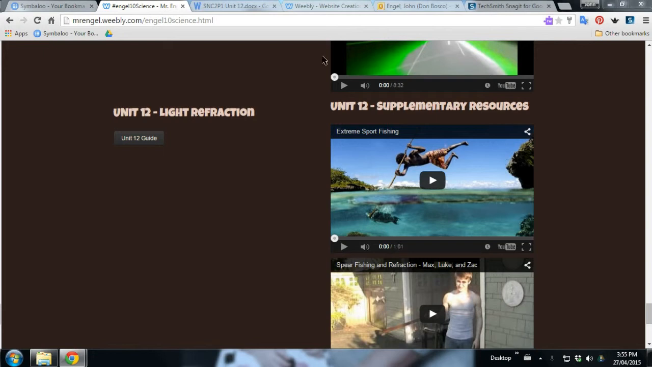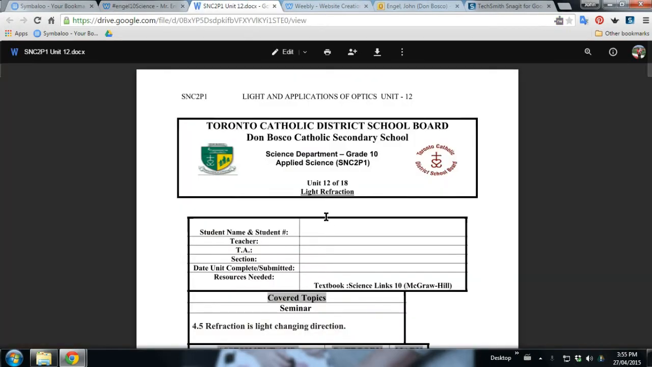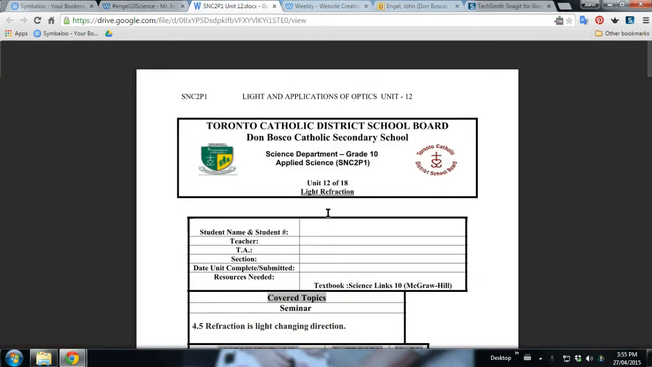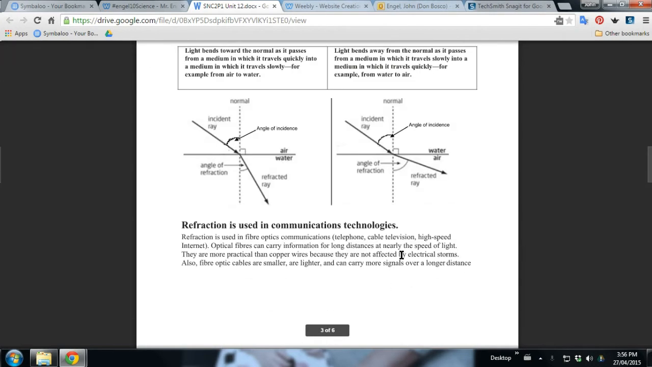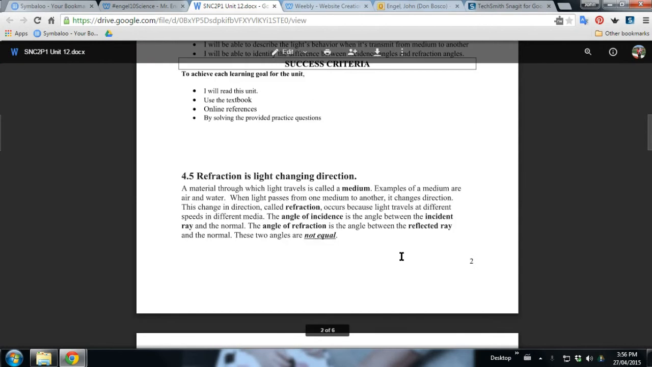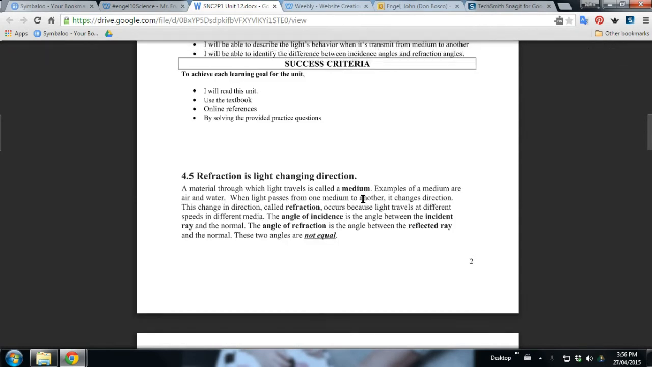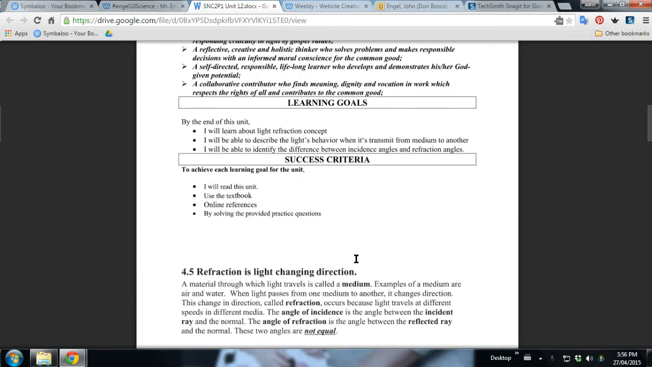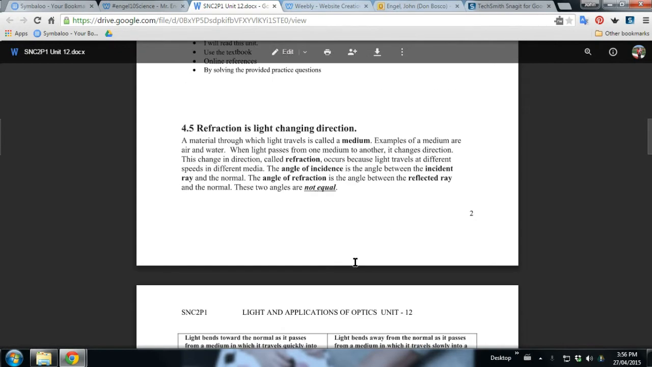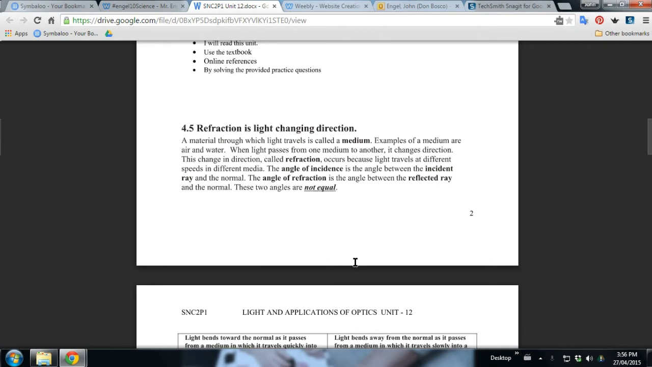Unit 12 is about light refraction. Light refraction is basically when light hits a certain substance or medium, as we call it. When light travels through a medium, it can bend sometimes. It can refract. Refraction is basically the bending of light. Okay, so it's not really the light bending. It's just the light changing direction because the medium makes it do that.